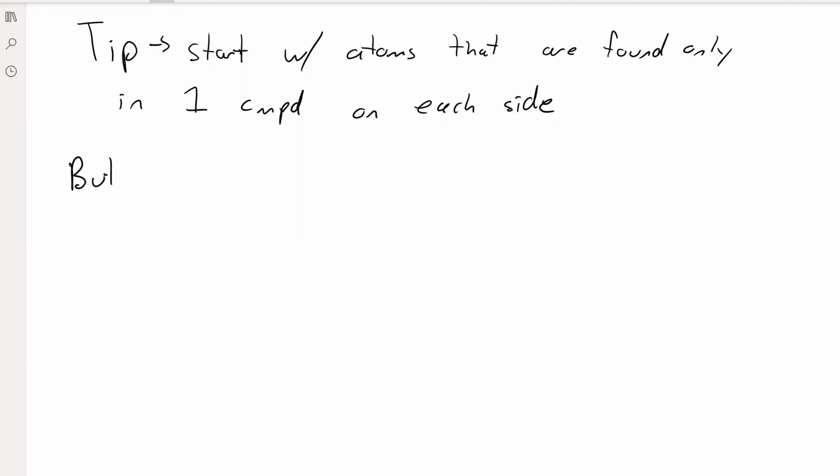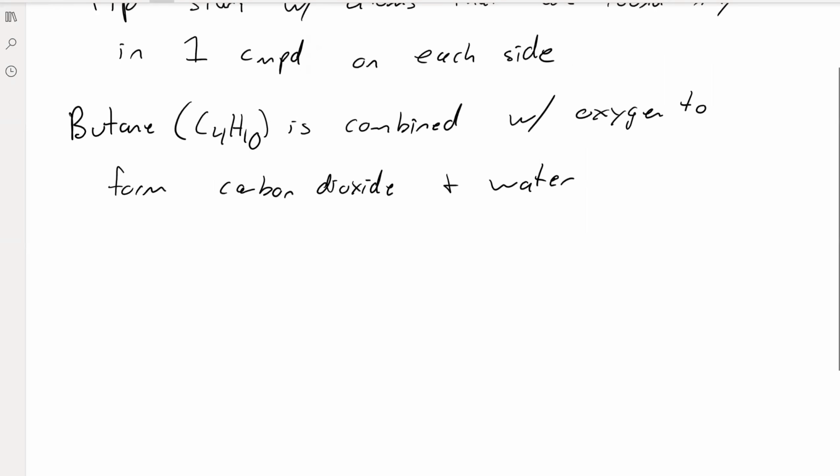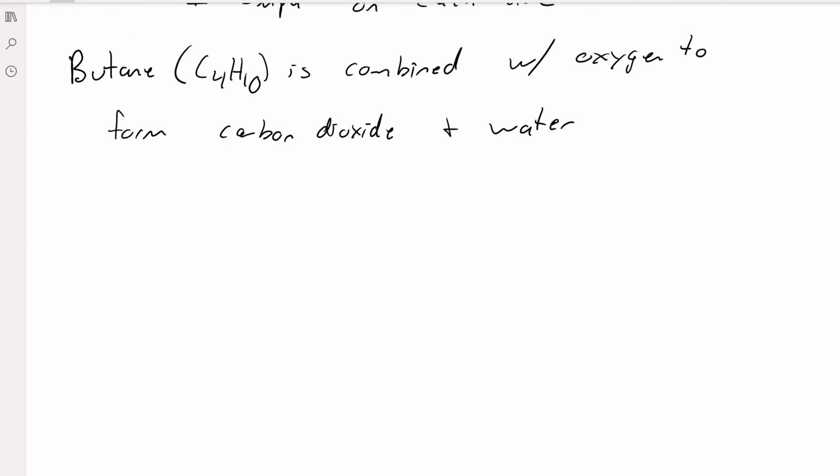So for this reaction, we're going to say butane, and we haven't learned what butane is, so I'm going to give you the structure. C4H10 is combined with oxygen to form carbon dioxide and water.